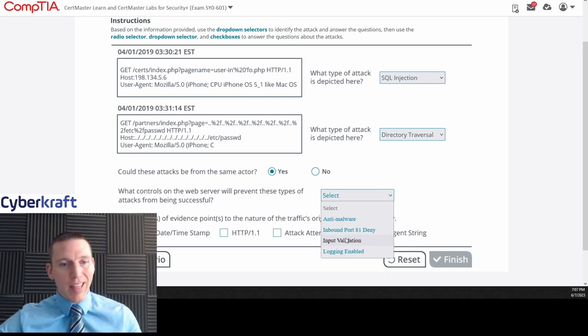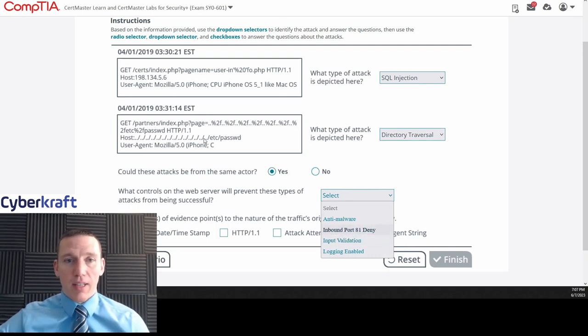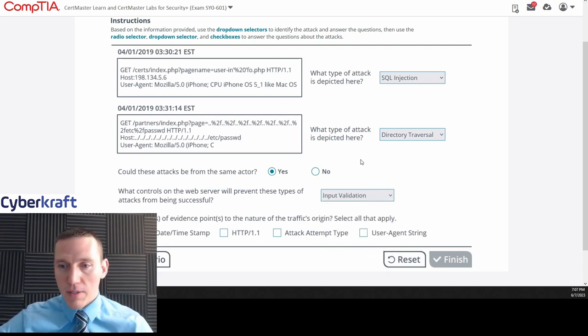Because if we accept anything as an input, we accept these as commands and they're interpreted by our system as commands, then that's going to allow this hacker to execute this type of script on our device.